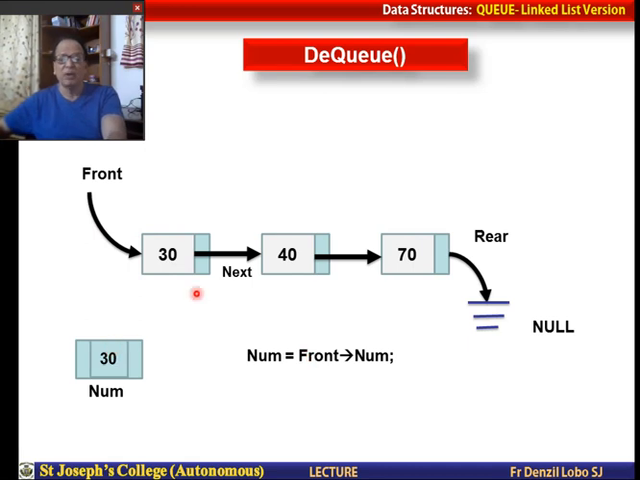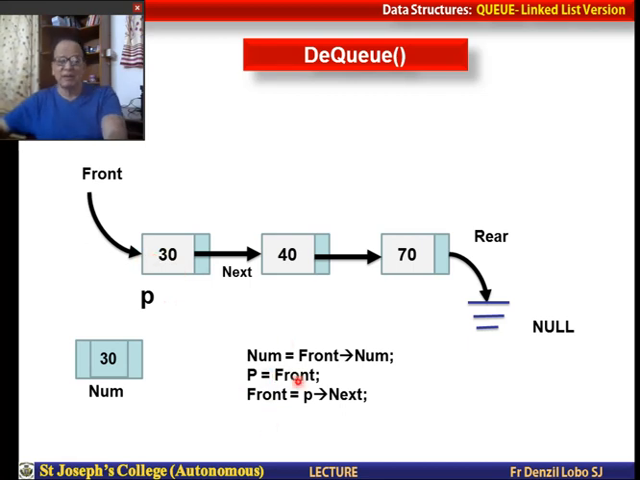Then what do you do? Now number is there, so front is pointing to this node which contains it. Now I want front to point to the next. So what do I say? I assign front to p. Then I say front is equal to p next. So p next is assigned to front. You could have said front is equal to front next also, but this is an easier way.